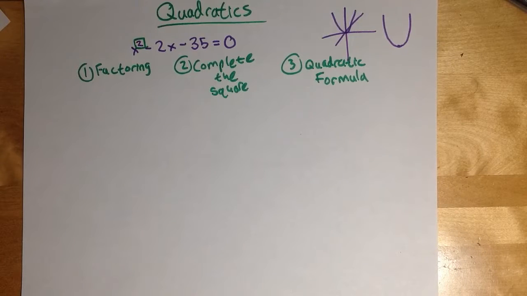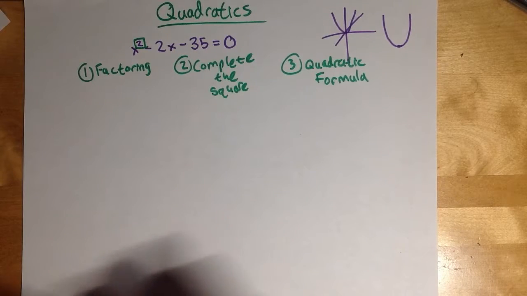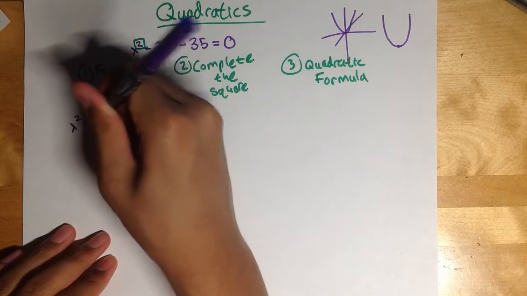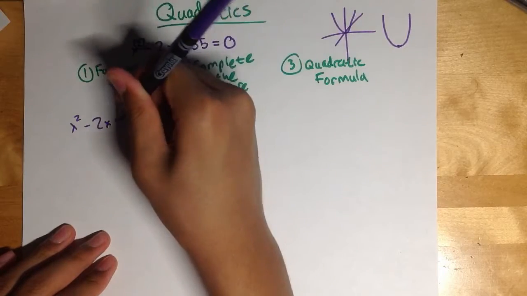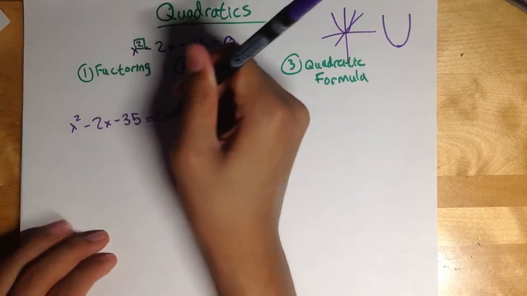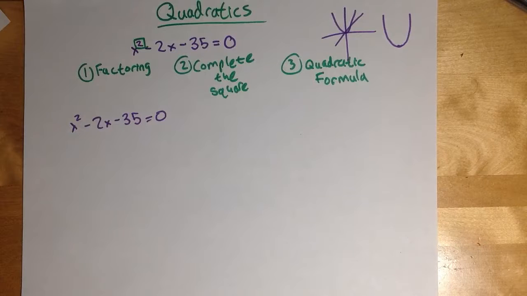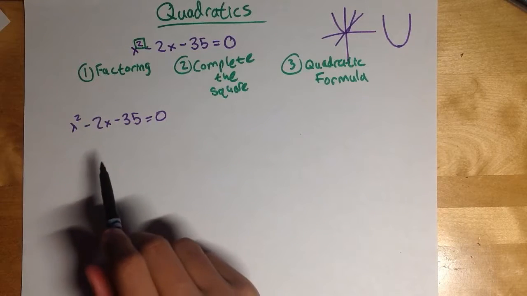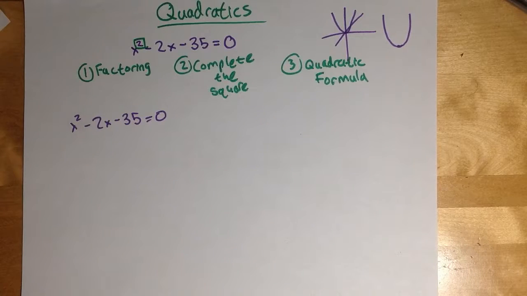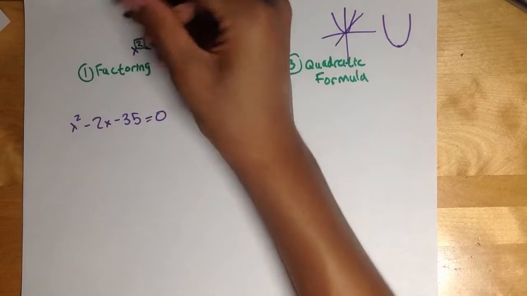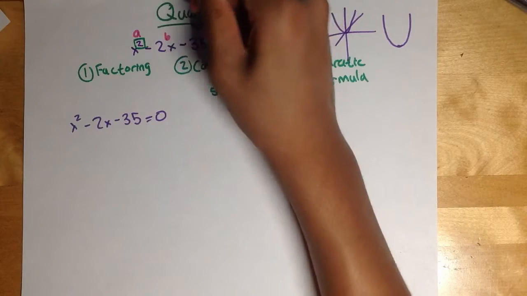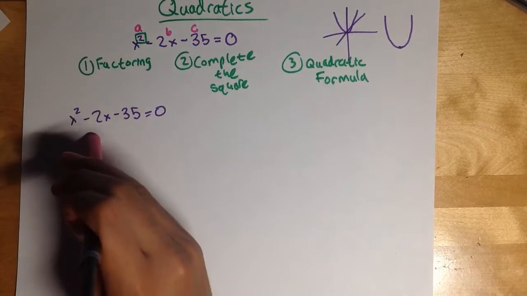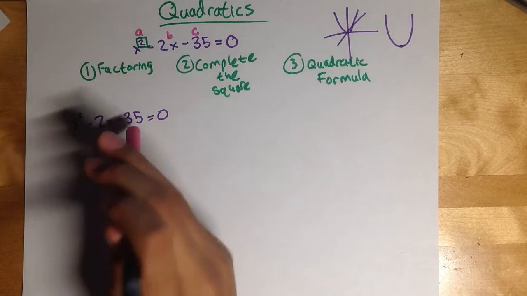Let's look at this equation that we have. X squared minus 2x minus 35 equals 0. Now, what factoring says is that you take this equation and you find out what two numbers add up to this. So we will call these the A term, the B term, and the C term. This is going to be important. So what two numbers add up to B and multiply into C?